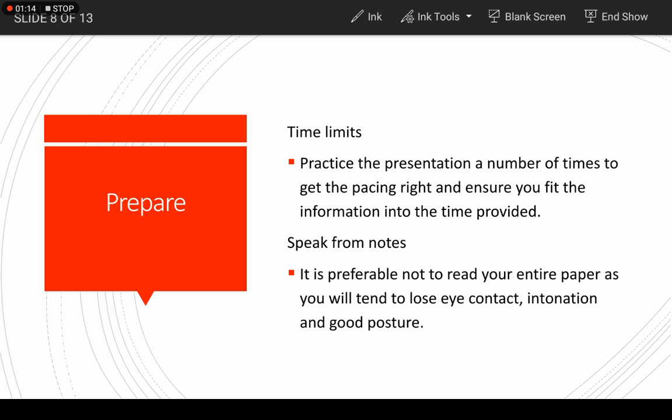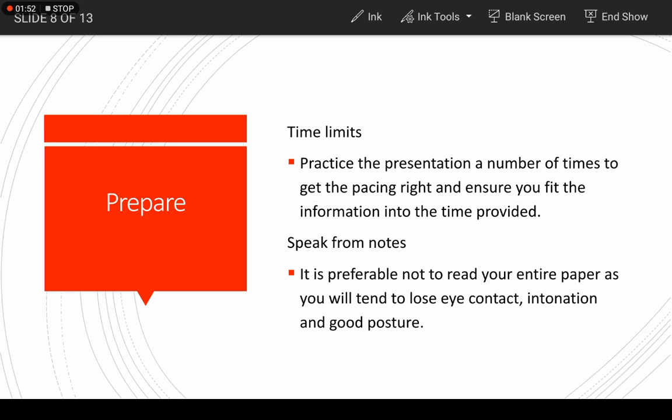Then about time limits, practice the presentation a number of times to get the pacing right and ensure you fit the information into the time provided. We should always maintain the time schedule given for the presentation, and so practice will make us perfect. We will say, for example, we have only 20 minutes to deliver the presentation, so within 20 minutes we should be able to deliver whatever information we have provided.